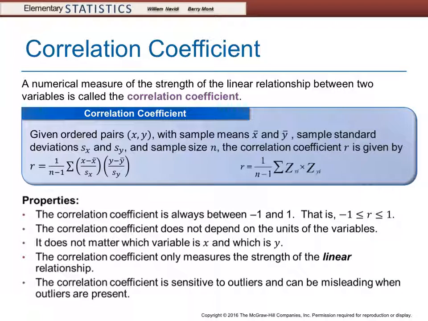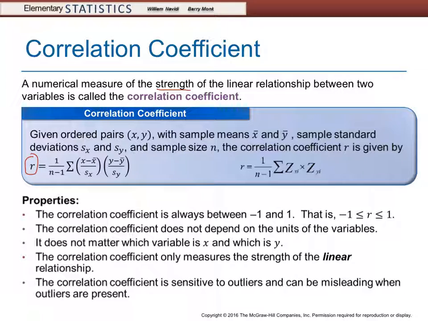Well, this chart looks a little complicated. You do not have to memorize this information. We're just going to try to show you what the math is for the correlation coefficient, and we're going to try to make it as easy as possible. A numerical measure of the strength of the linear relationship between two variables is called the correlation coefficient, and we represent that correlation coefficient with the symbol R.